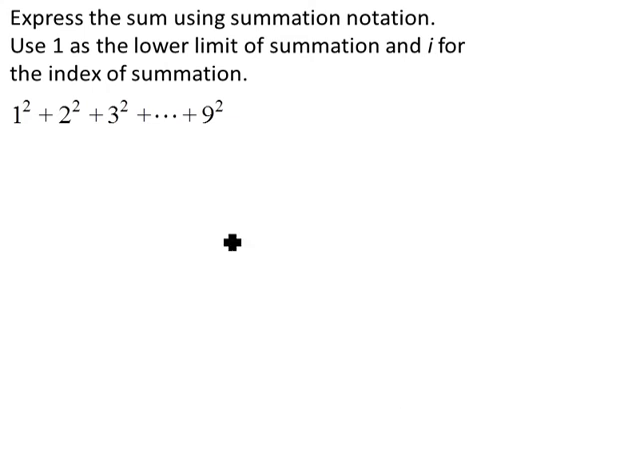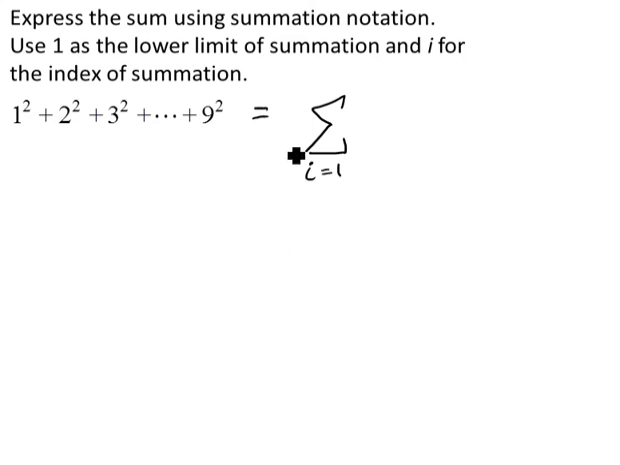Here we're given an expanded sum, and we want to express this sum using summation notation, which involves our Greek letter sigma. So our answer is going to be something in this notation. And they're telling us to use 1 as the lower limit and I for the index, or the variable in the summation. So our bottom here on the sigma is going to be I equals 1 based on those instructions. So then we've got a couple more things to figure out.